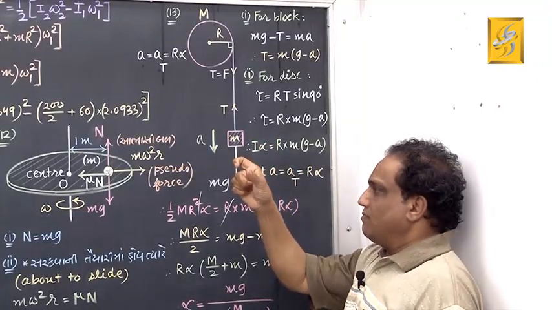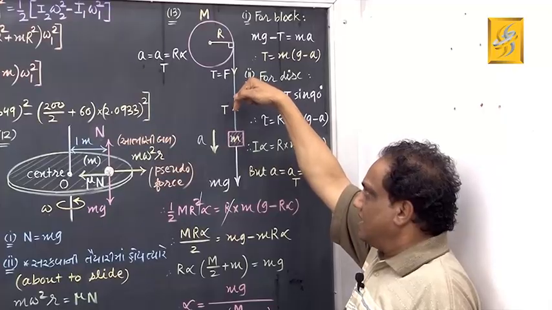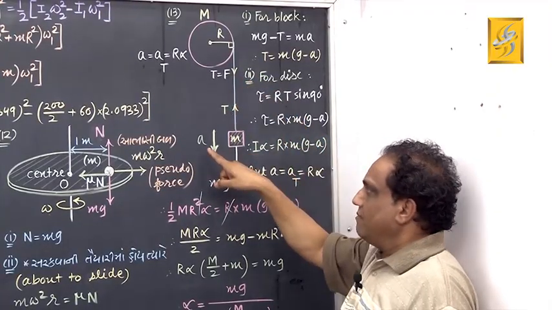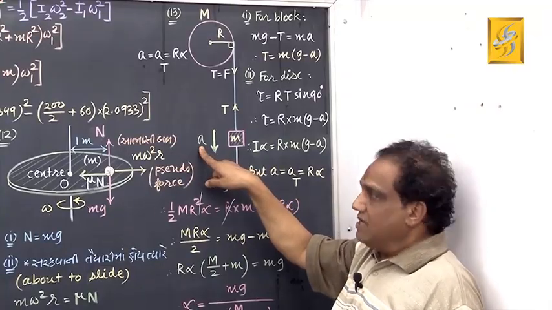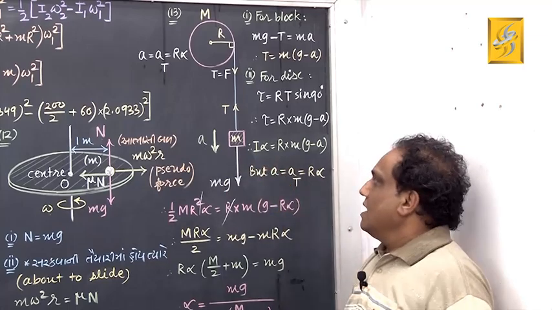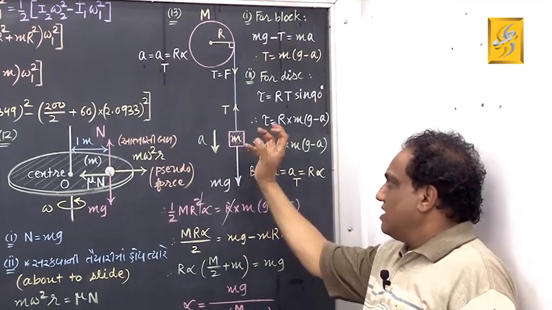When we release this block, it starts sliding downwards, correct? It starts moving downwards with some acceleration, say a. So this is the acceleration of this block when it moves downwards. Okay, fine. On a body of mass small m, what is the downward gravitational force?